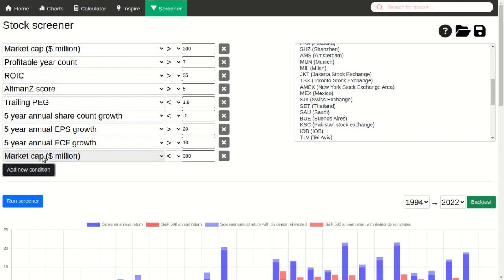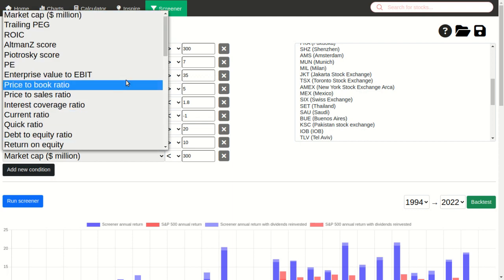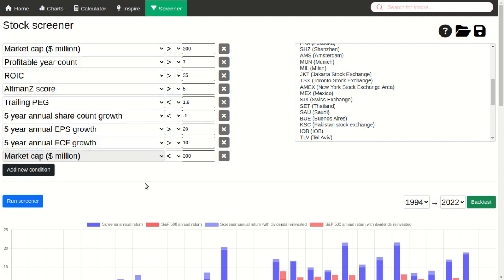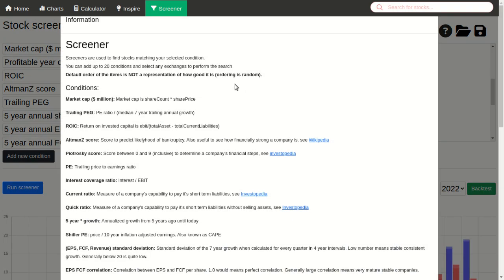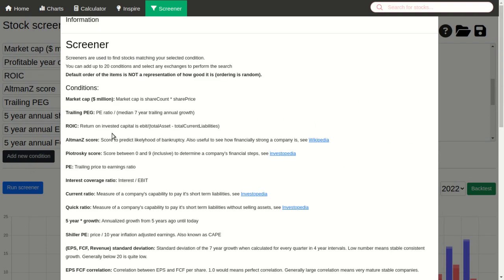However, you may also want to play around with this tool, because this is not necessarily the best screener out there. You can certainly use all of these other metrics to try to find even better stocks, and you can use this help menu to see what each of these actually mean. However, it's important to keep in mind that past performance is not a guarantee of future returns.